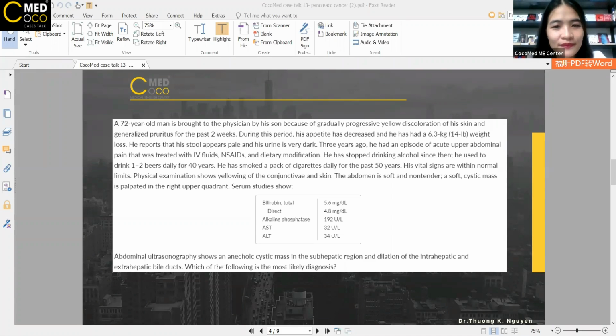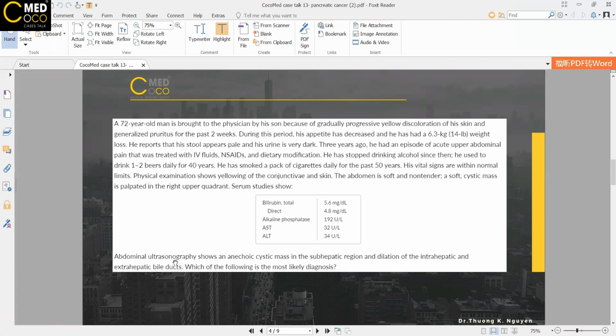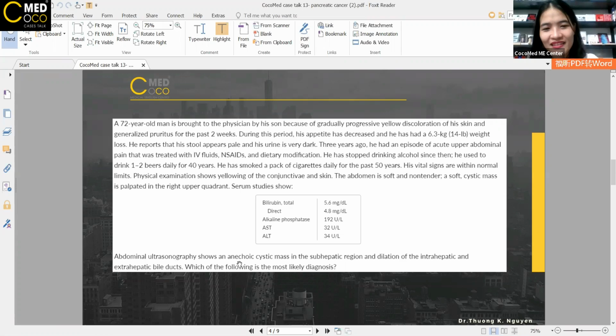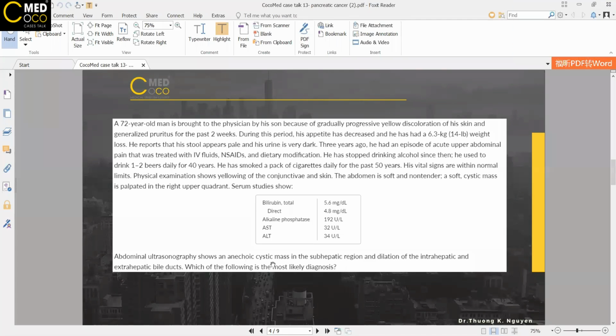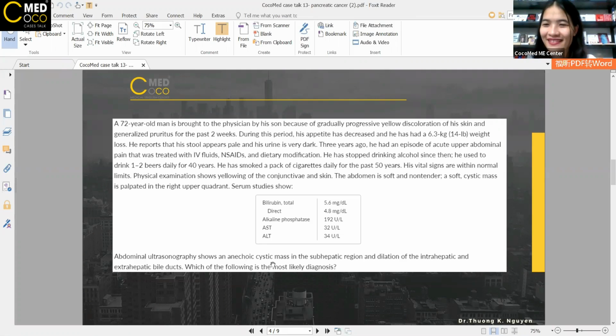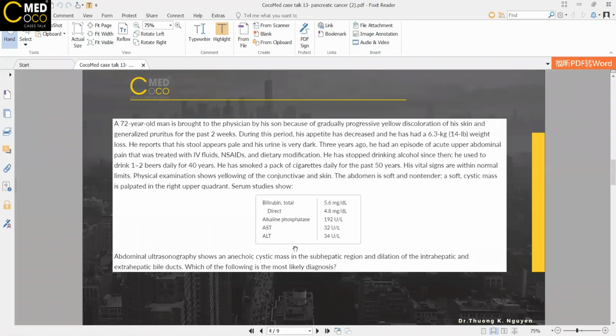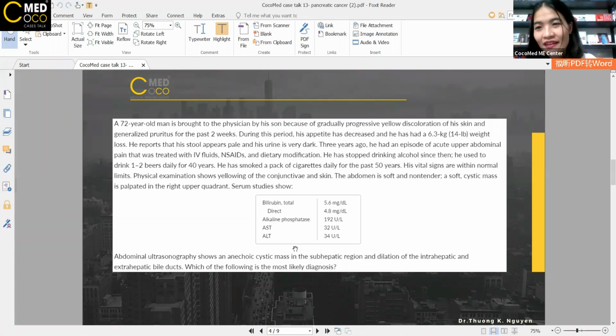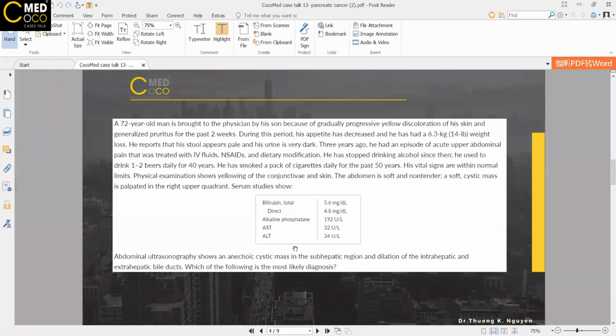Serum studies show, skip that table. Abdominal ultrasound shows an anechoic cystic mass in the subhepatic region and dilation of the intrahepatic and extrahepatic bile ducts. Which of the following is the most likely diagnosis?